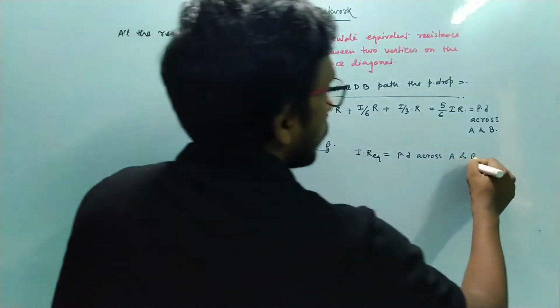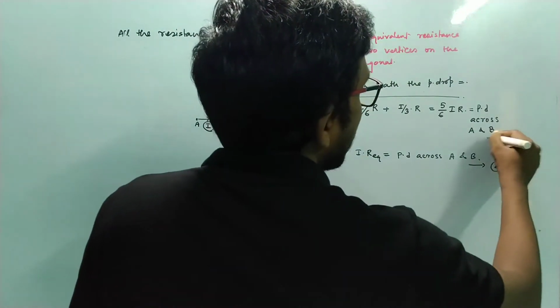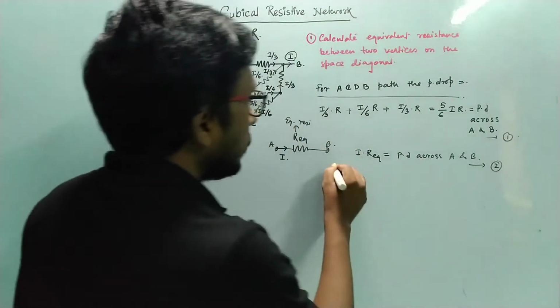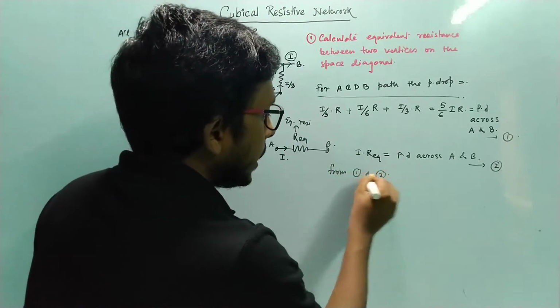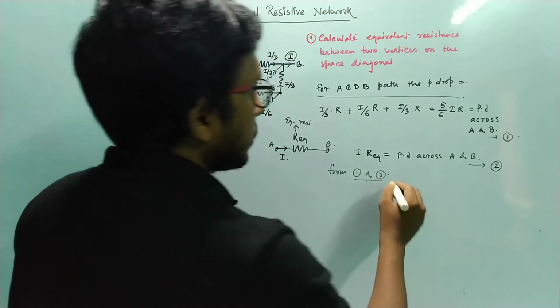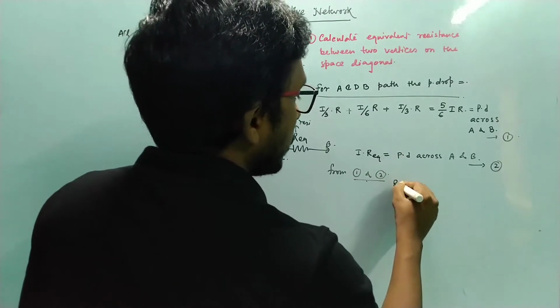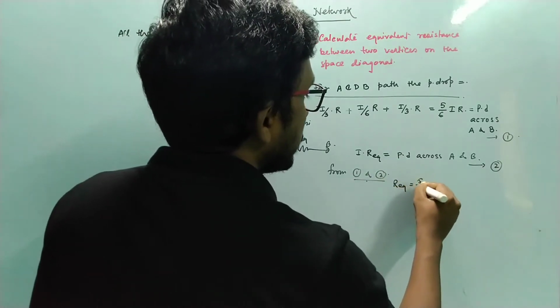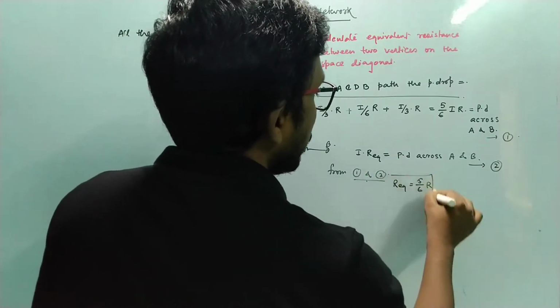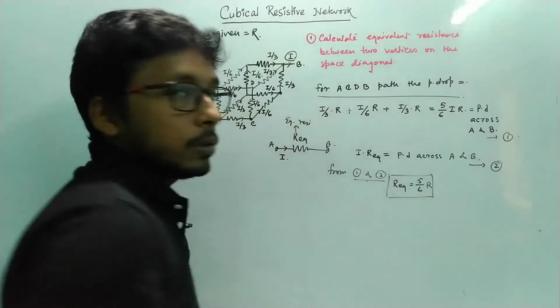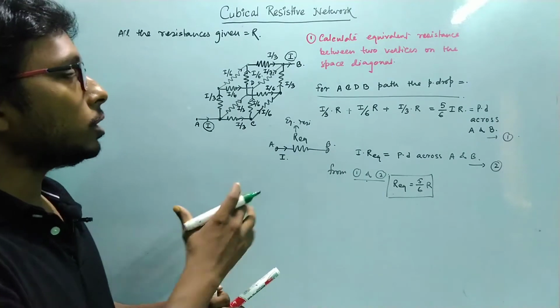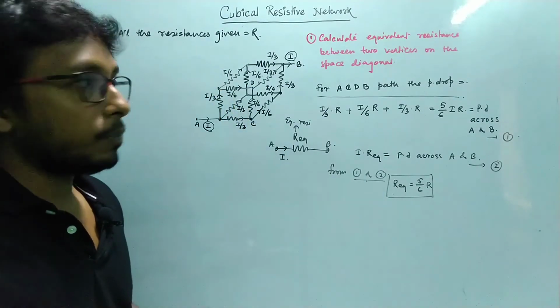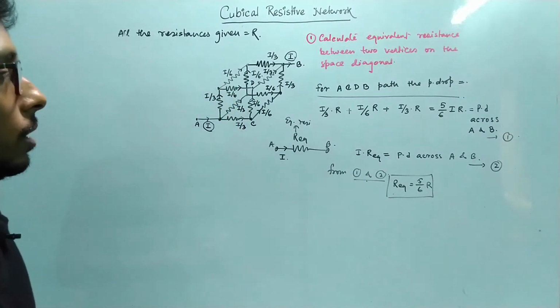Now if you consider this as equation 2 and consider this as equation 1, then from 1 and 2 you can easily tell what is the value of R equivalent. R equivalent is equal to 5 by 6 R. So this is one method to calculate equivalent resistance between the vertices on space diagonal.